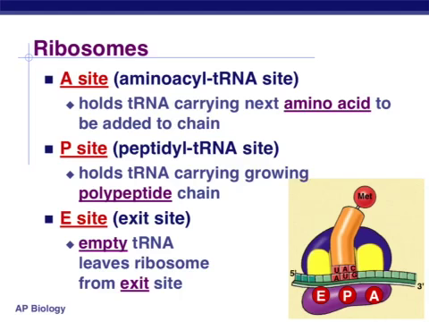So A, P, and E. A site, we're sitting next in line. We're waiting to add our amino acid in. P site, we are holding on to the entire chain of amino acids, also known as a polypeptide. E site, we've already attached our amino acid to the growing polypeptide chain, and now we're just waiting to leave so that we can go continue our work.